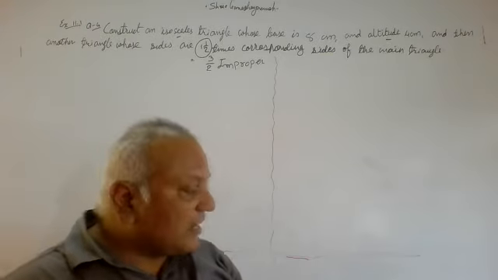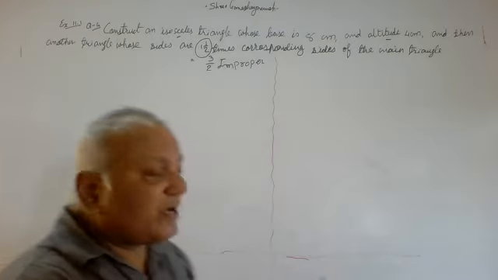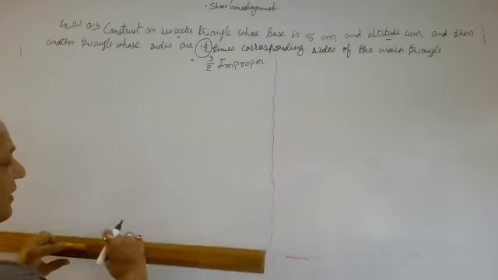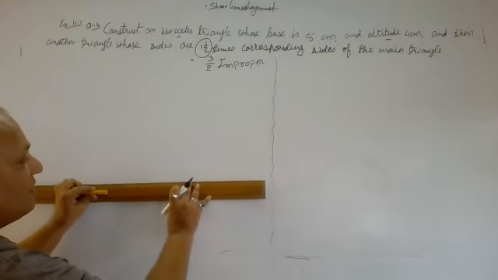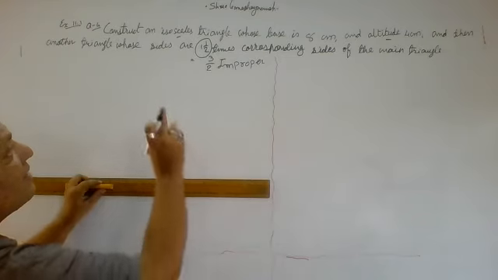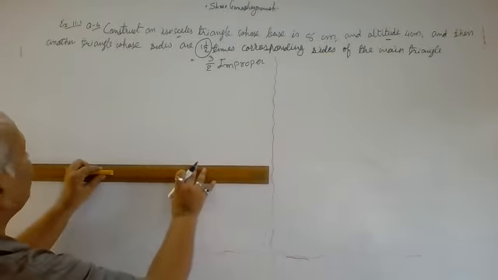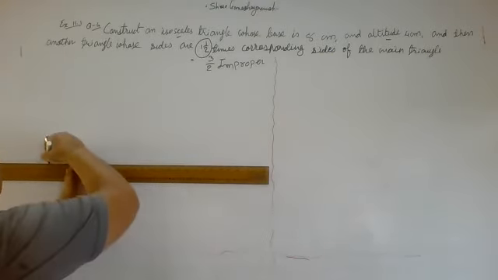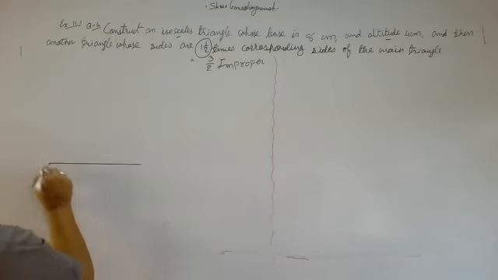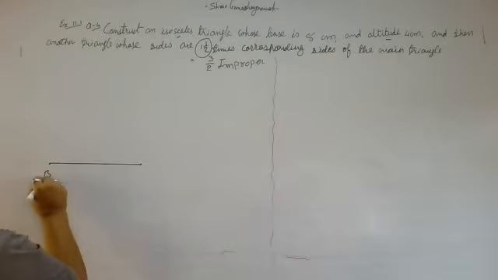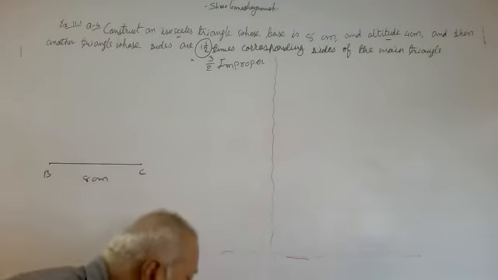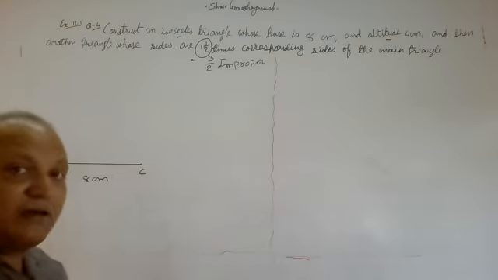So first I am constructing a triangle with the given measurement. So base is 8 centimeter. So with the help of a scale we have to construct a triangle with base 8 centimeter. So here it is a triangle with base 8 centimeter. We consider B and C. It is 8 centimeter. Then we have to construct an altitude.